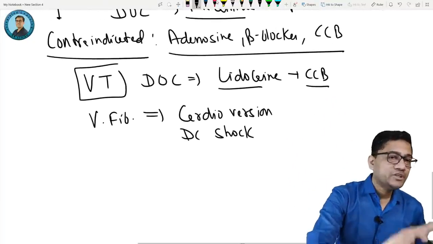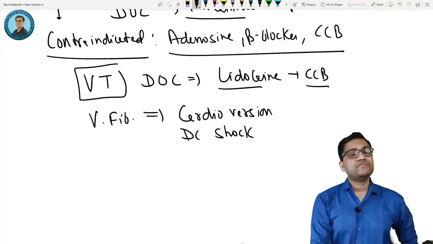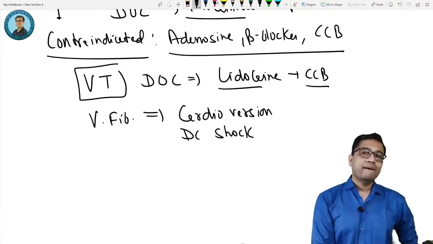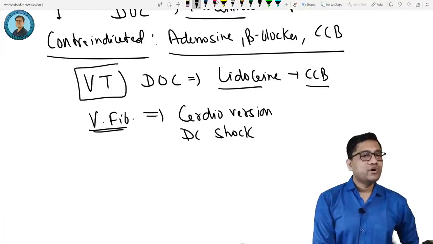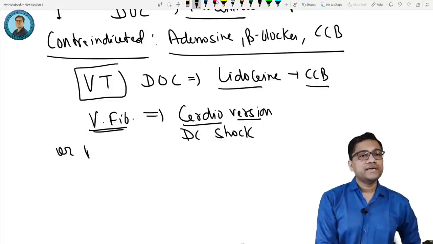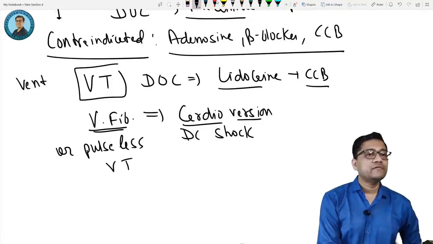So remember, tachycardia, drug of choice is lidocaine, or we do calcium blocker, or amiodarone also. Fibrillation or even flutter, we use cardioversion, or pulseless VT. What is VT? Ventricular tachycardia.